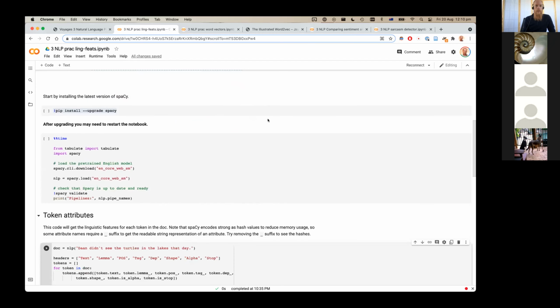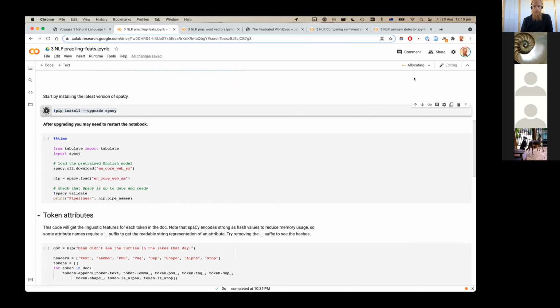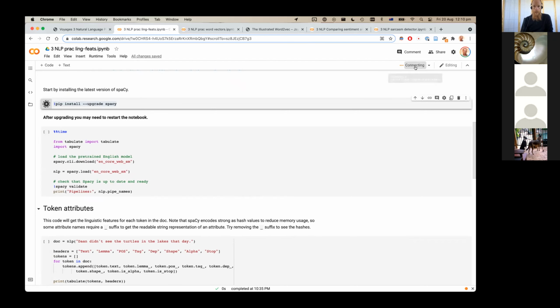So the first thing to do is to install Spacey in the Colab. And you'll see that I'm using this upgrade parameter here. Sometimes the Colab seems to use an older version of Spacey, which doesn't have some of the features that we'll be looking at. So if we run that, the Colab will connect. We can see the status of the connection up on the top right.